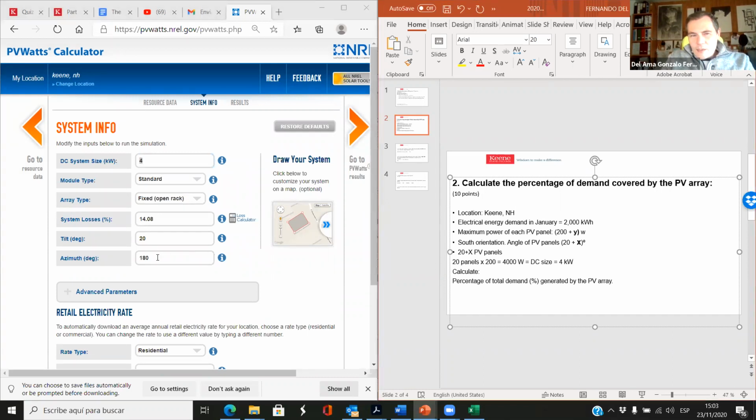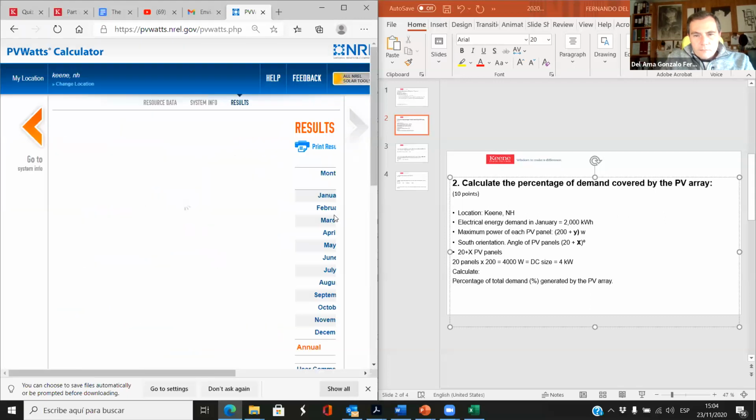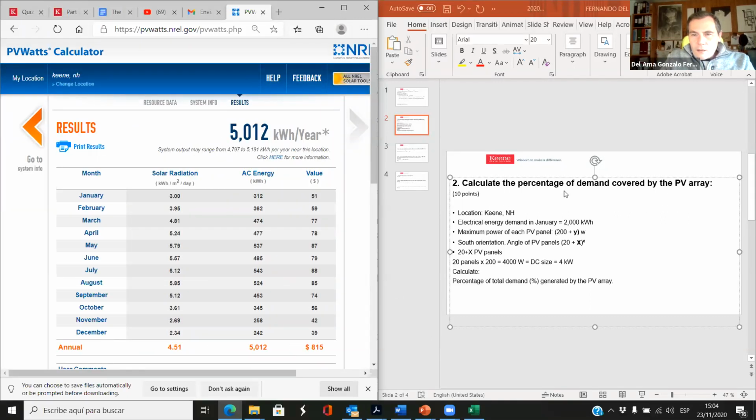And then the south orientation: if it's south, the azimuth is 180, and the angle of PV panels, let's say it's 20. Okay, so by default, it's 20. So if you click here, we are in January. So we have the AC production in January. It is 312 kilowatt hours. So what is the percentage now?